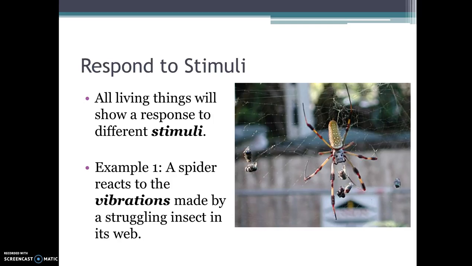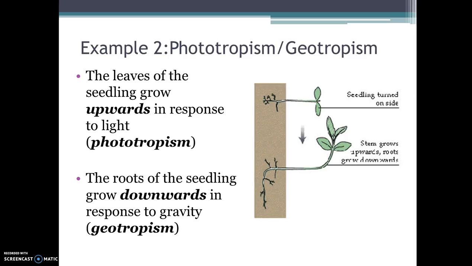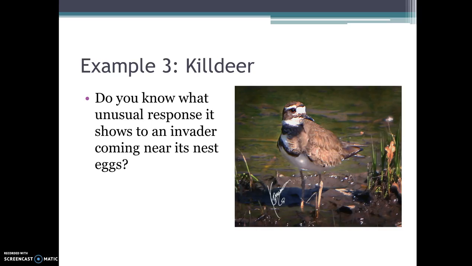All living things respond to different stimuli, and here you see a photograph of a spider. And of course, as it's perched on its web and it feels the vibrations in its web, it responds to that stimulus, rushes out to see what's caught in its web. Here's another example of that, dealing with plants. So if you plant a seed, the leaves and the green part of the seed will grow upward, and that's in response to light, which is called phototropism, whereas the roots will grow downward in response to gravity, and that's called geotropism. So that's another example then of a response to a stimulus.